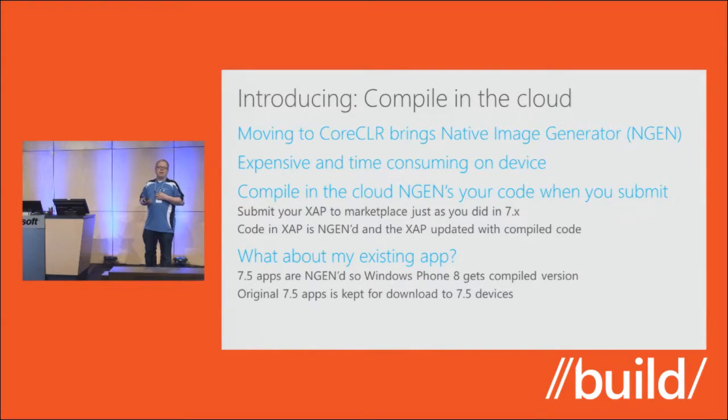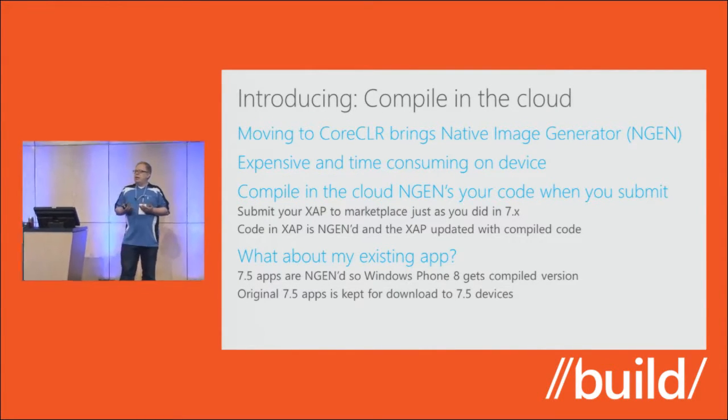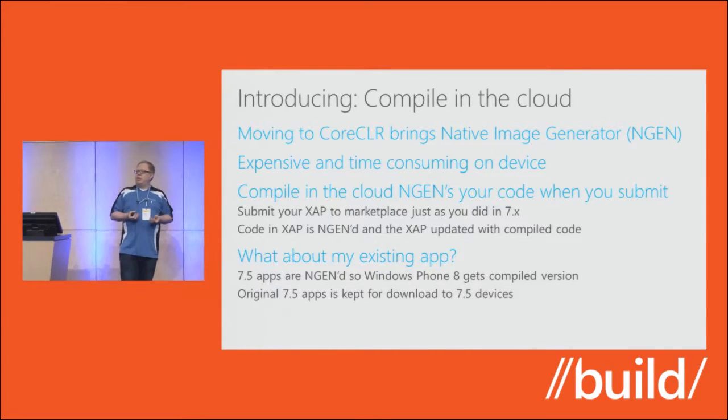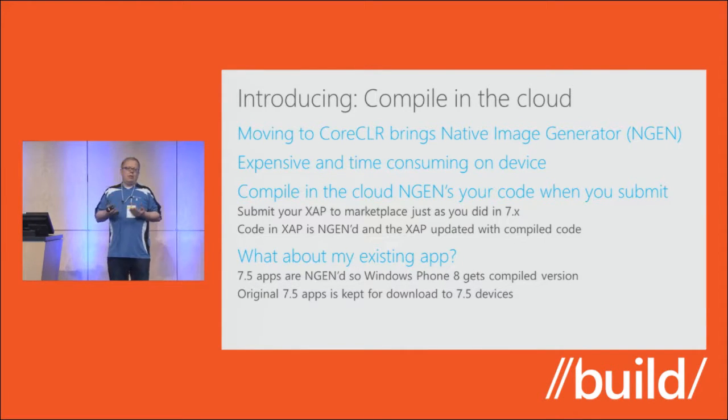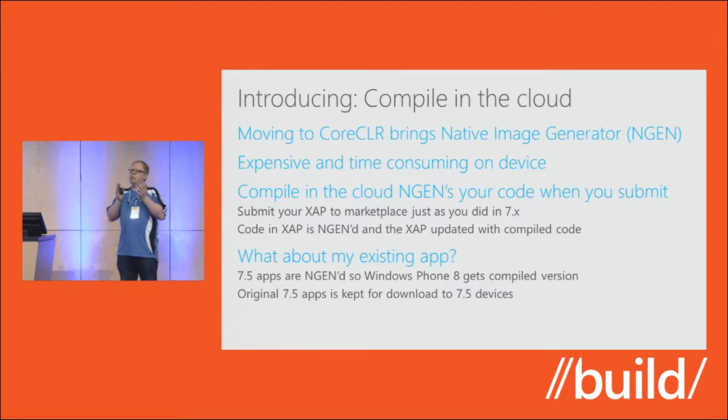So what about Compile in the Cloud? What does that mean for you? So the move to the Core CLR brings along NGen, native image generation. What that does is allows you to take your existing IL, so you just ingest your application as you would do normally, and we will compile that down to the actual native code specific for the phone. Now, the great thing about this is that clearly when your application is running, it's going to be running a lot faster. We don't have to do all the IL translation that we've had to do in the past.